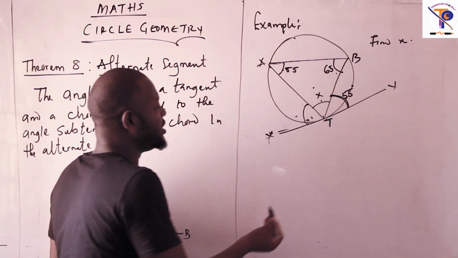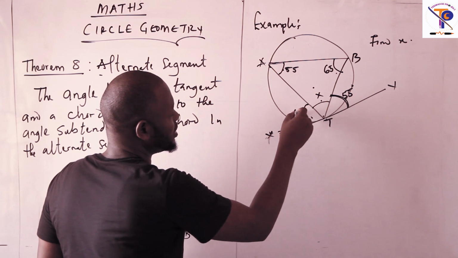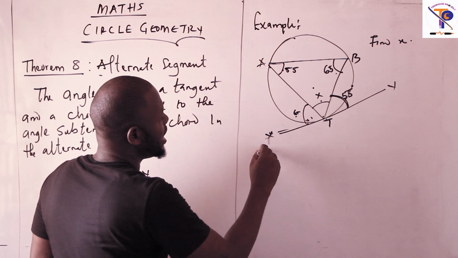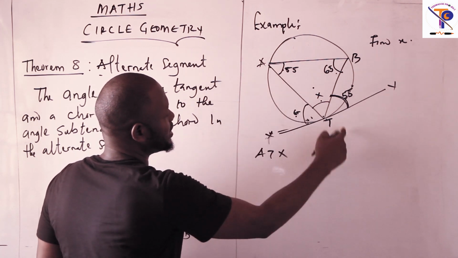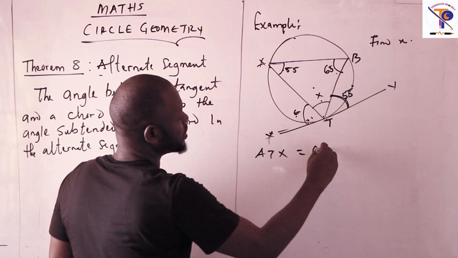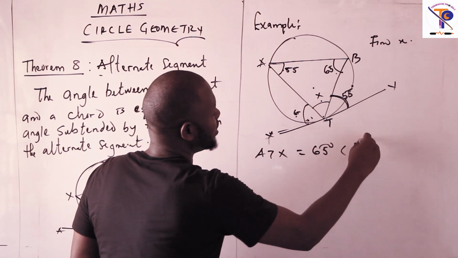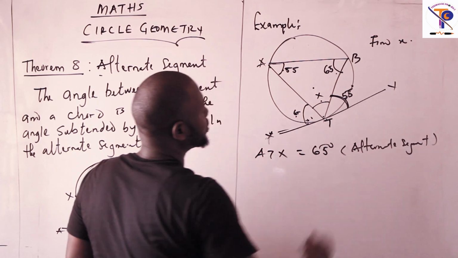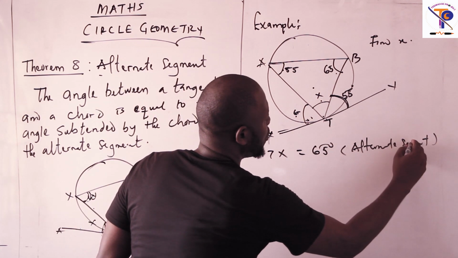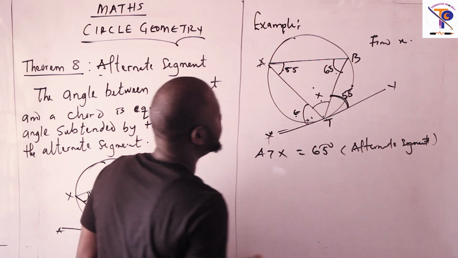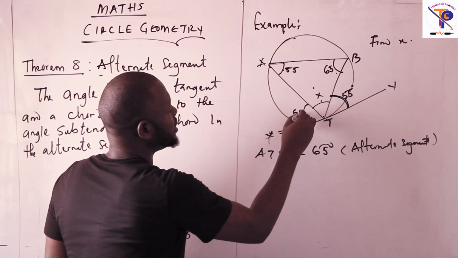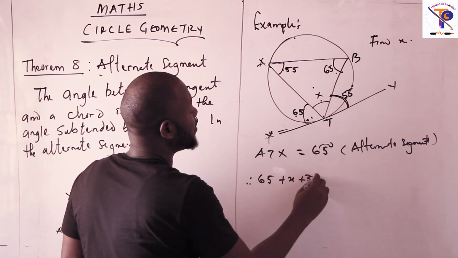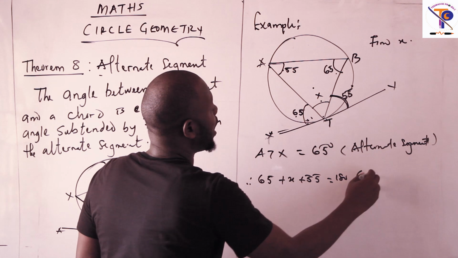So how do we go about this? All I need to say, if I use 65 here, is that ATX, this angle, will be equal to 65. Why? Alternate segments. Once we have alternate segments here, then this one is 65. Therefore, 65 plus x plus 55 will be equal to 180. Why? Straight line.